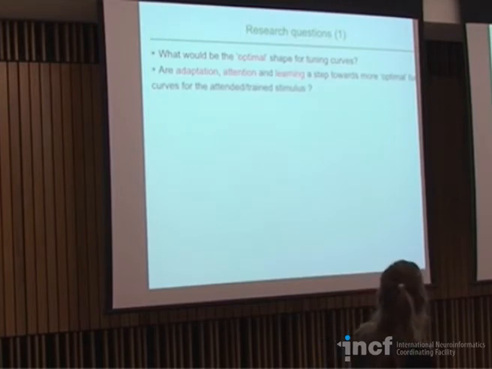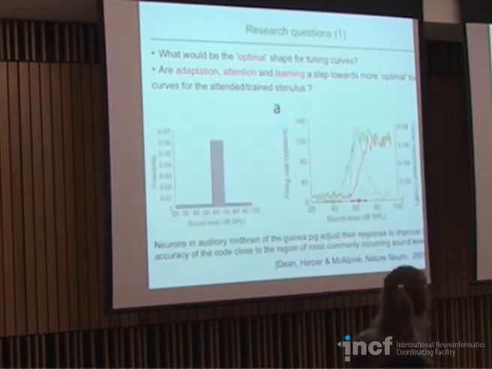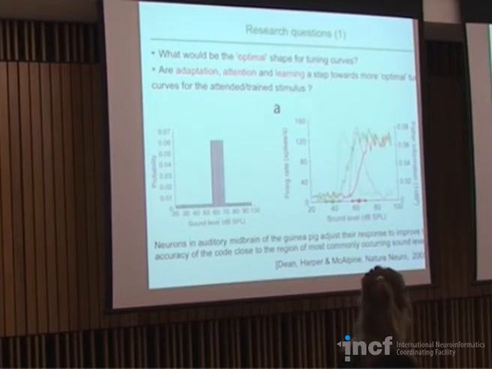So for example, once you have those tools, you can ask yourself whether the shapes of the tuning curves that you measure are optimal or not for the task you are interested in. And so a lot of people have been interested in understanding whether adaptation or maybe attention or maybe learning can be thought of as steps towards changing the tuning curve so that they become more optimal in the sense of Fisher information. And there is some evidence that this would be the case. So for example, this is the work of David McAlpine at UCL.